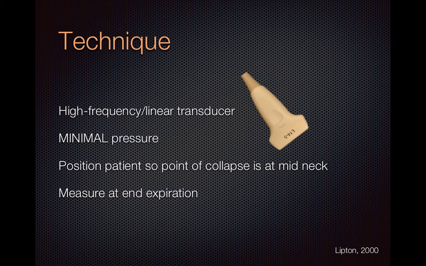To image the internal jugular vein, you should choose the linear transducer, which is a high-frequency probe that has good resolution for superficial structures like this. When imaging the JVP, be very careful not to press too hard on the patient's skin so that you don't compress the vein. Once you find the point of collapse, try to position the patient so that the point of collapse is at their mid-neck, just as you would with regular physical exam. Again, like the regular physical exam, also measure the height of the column at its highest point, which is normally at the end of expiration.